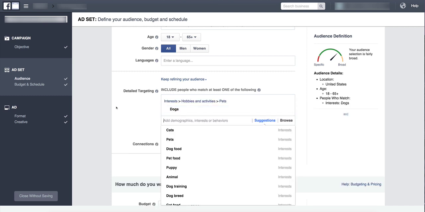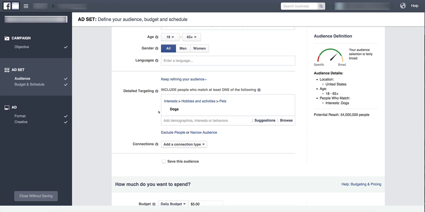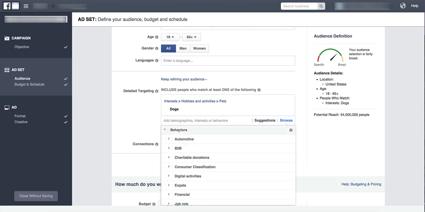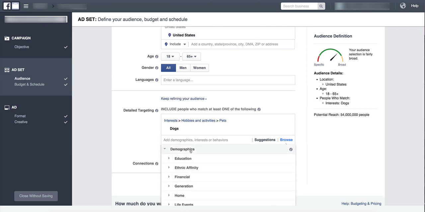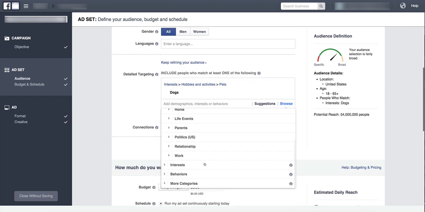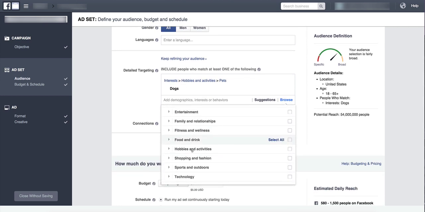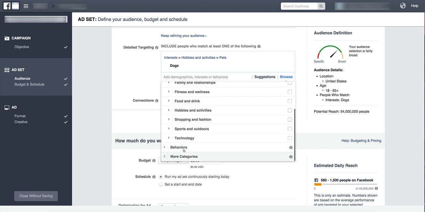325 million people, 54 million of which are in the US. So very broad, very, very broad. Now you can use some of these other options down here to create more detailed targeting. So like more categories, behaviors, and you can bundle different things together. So you can look through these and see if anything fits the bill.